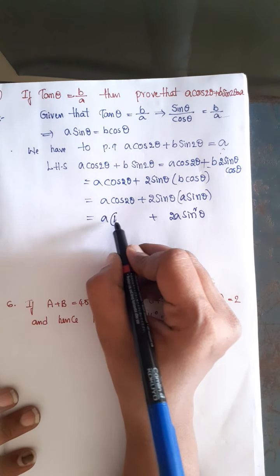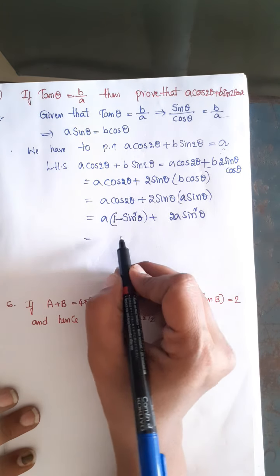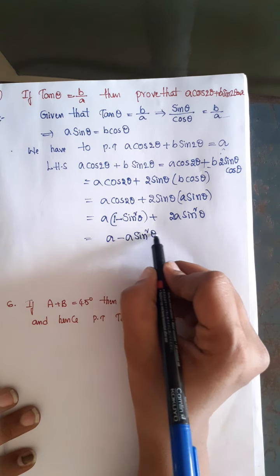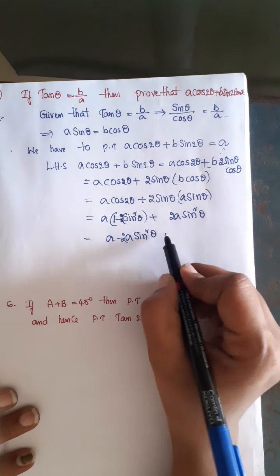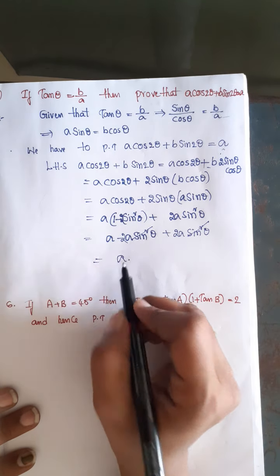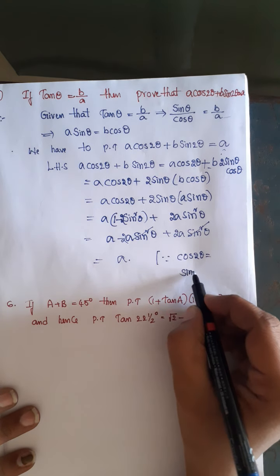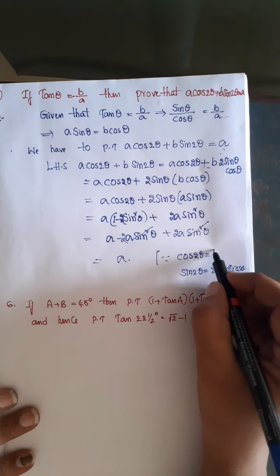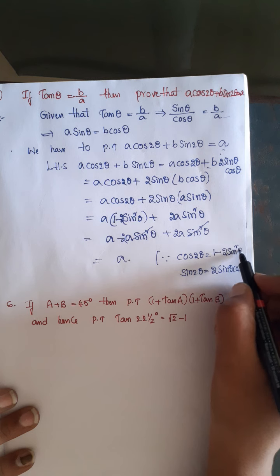Here also let us take the formula, cos 2 theta is equal to what? 1 minus 2 sin square theta. So you simplify it: a into 1 minus 2 sin square theta, which is a minus 2a sin square theta, plus 2a sin square theta. These two get cancelled and your answer is a. What are the formulas we used here? The cos 2 theta formula and the sin 2 theta formula also. Sin 2 theta is 2 sin theta cos theta. Cos 2 theta, you can take several formulas, but here we are using 1 minus 2 sin square theta.